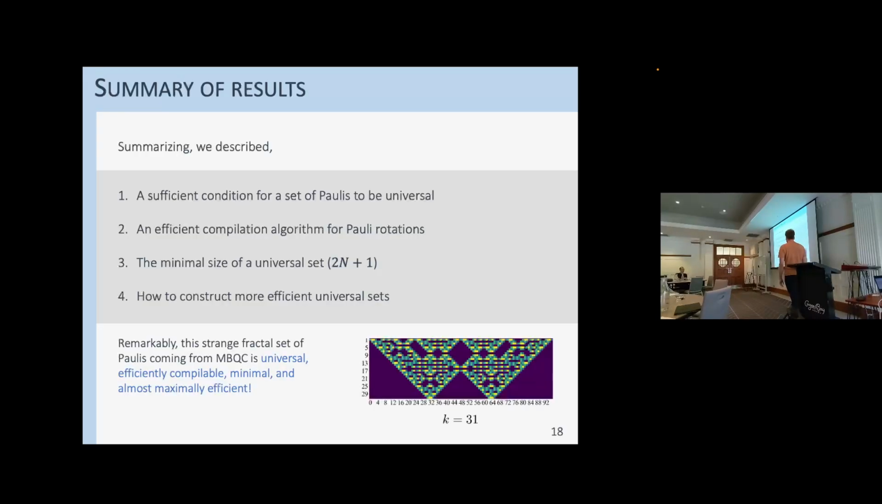And remarkably, this weird fractal stuff that I stared at for 3 weeks is universal, efficiently compilable, has minimal size, and it's almost maximally efficient. So it's crazy that we found this example that works so well, and it turns out to almost maximize all these interesting things we found with these weird fractals. So yeah, that's all. Thank you.